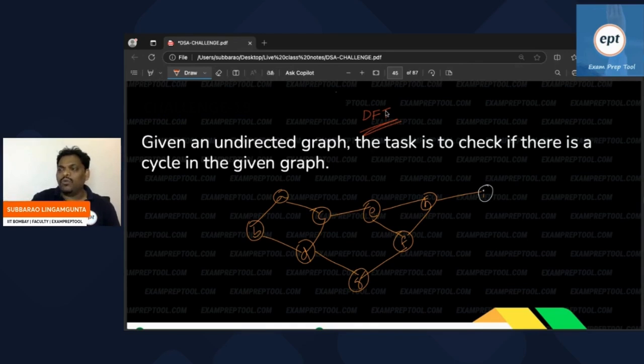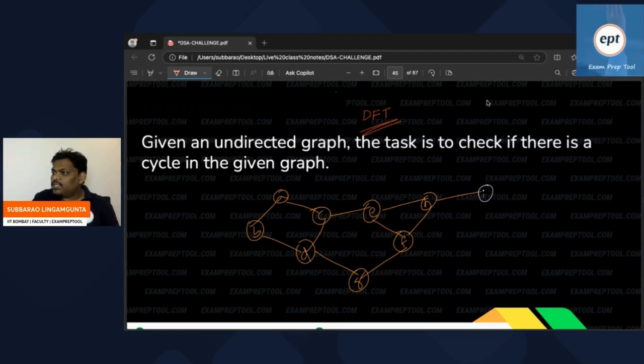I'm going to explain how. Everyone listen. I took one graph, and remember, it is an undirected graph. We have to identify a cycle. In the given undirected graph, how to find out whether a cycle exists is the purpose of this problem. Using DFT, we can do it.